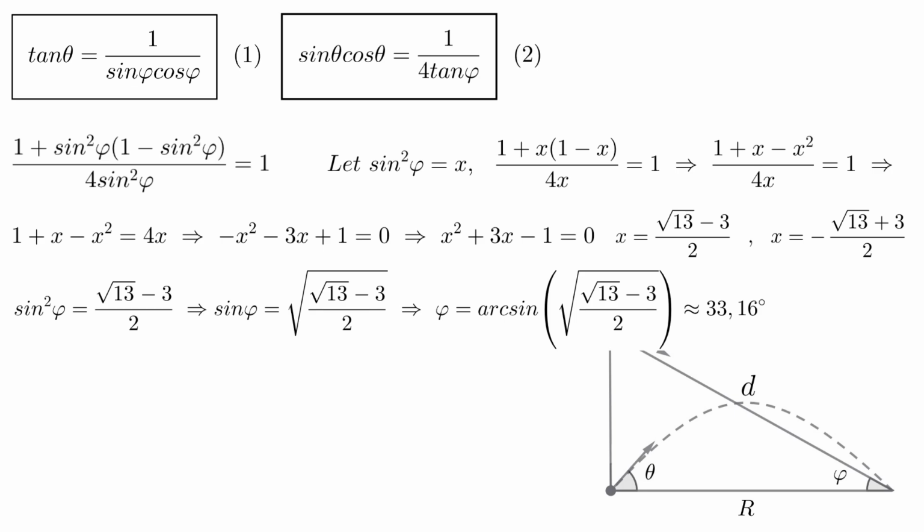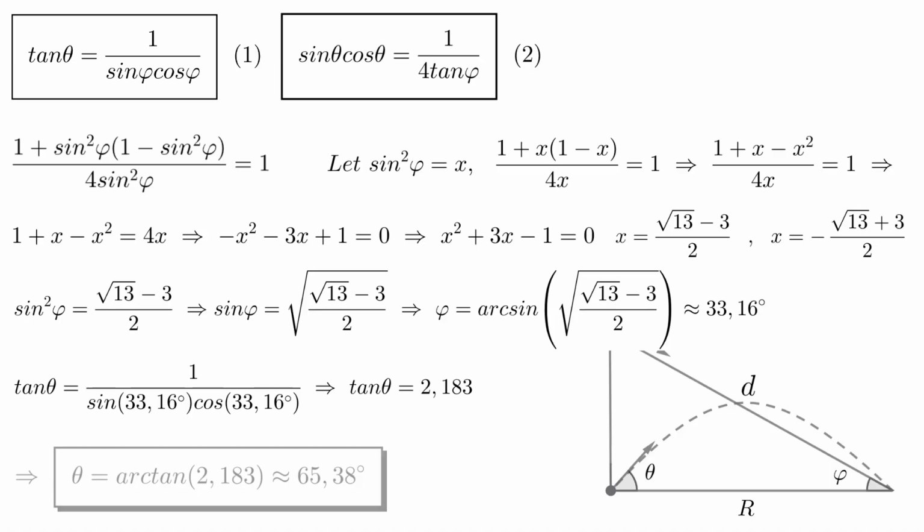And we plug this value into our first equation, and we get tangent of theta equals 1 over sine of 33.16 times cosine of 33.16, which is tangent theta equals 2.183, which is theta equals arc tangent of 2.183, which is approximately 65.38 degrees. And that's your answer. 65.38 degrees. Quite an intuitive answer, if you ask me.